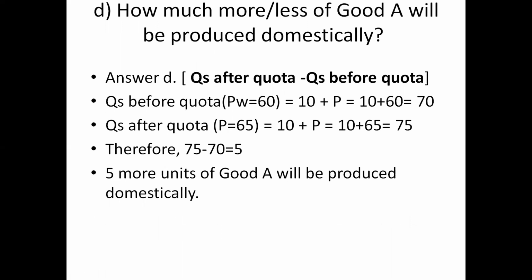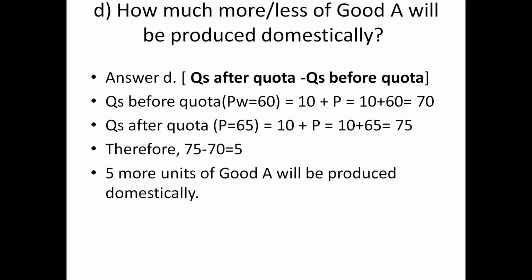This question asks you how much more or less of good A will be produced domestically. Now from the previous lectures, we know that when a quota or a tariff is imposed, domestic production increases, right? Because mostly these restrictions are given to protect the domestic producers. And these kinds of restrictions like quotas on imports help the domestic producers, and thus they produce more. So we know that more good A will be produced after imposing the quota.